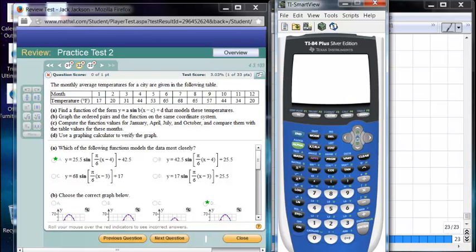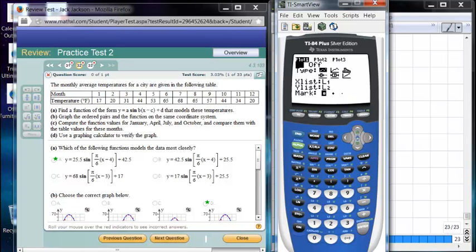I want to go to y equals. I want to turn these things off and turn on plot 1. If I already have plot 1 set up right, that's all we have to do. But in case you're not sure about plot 1, a couple things you need to do. First of all, make sure you're in radian mode. Be sure you're in radian mode for this entire test. Very important. Anything to do with graphing needs to be in radian mode.